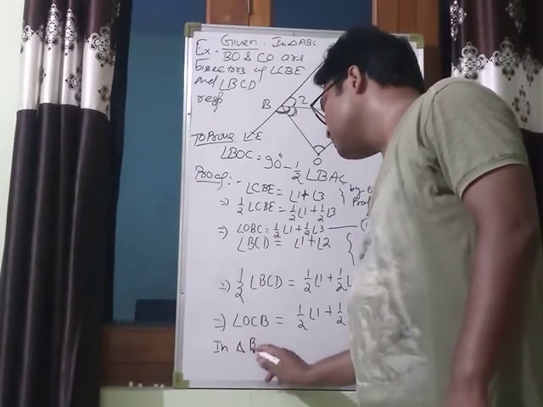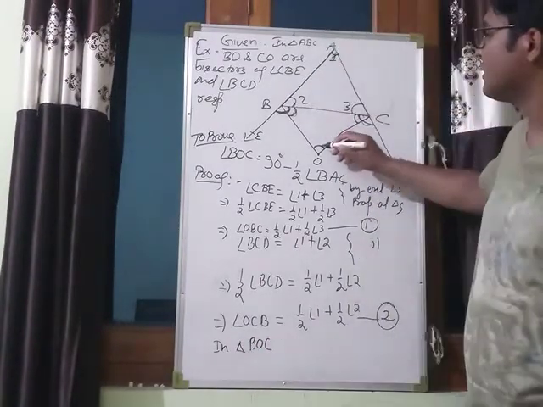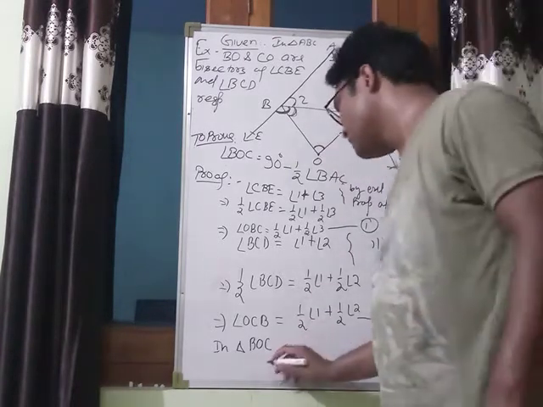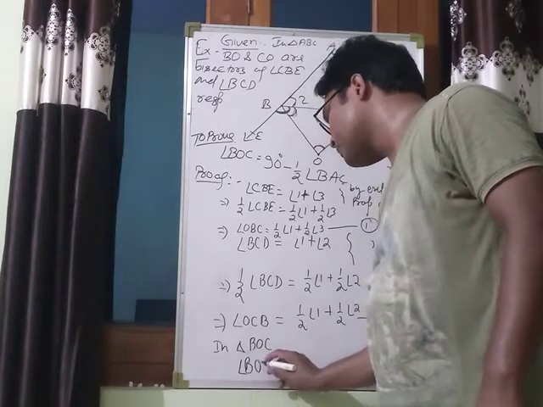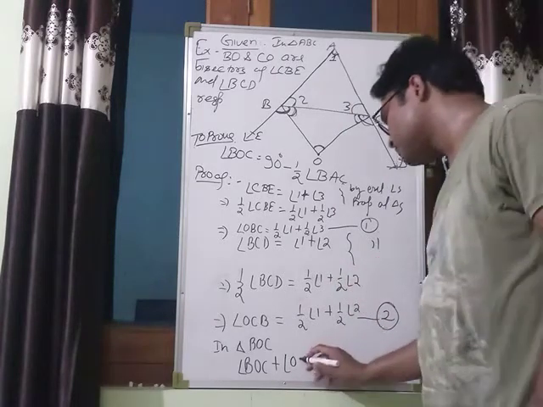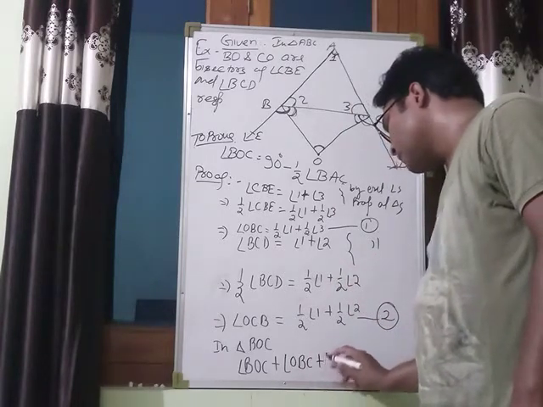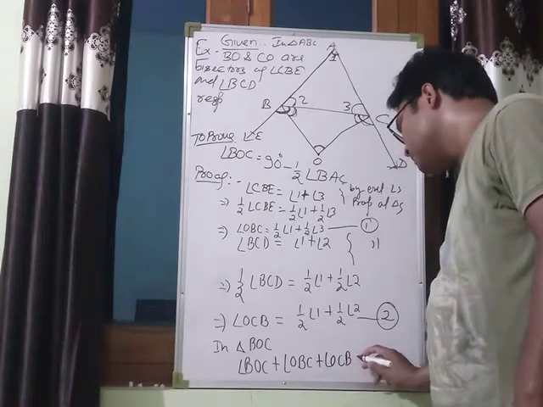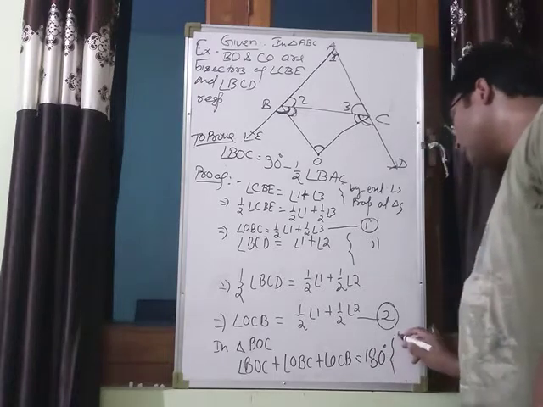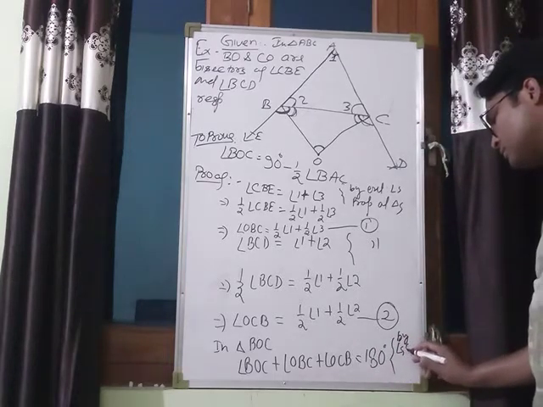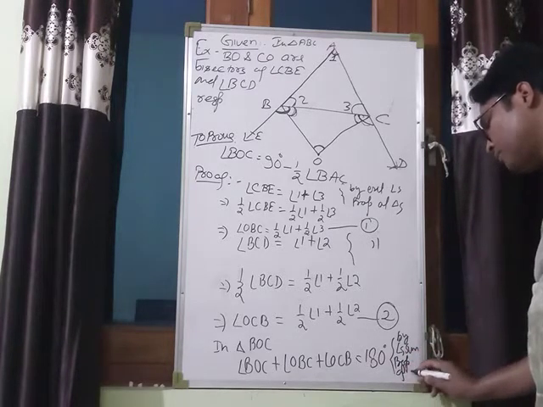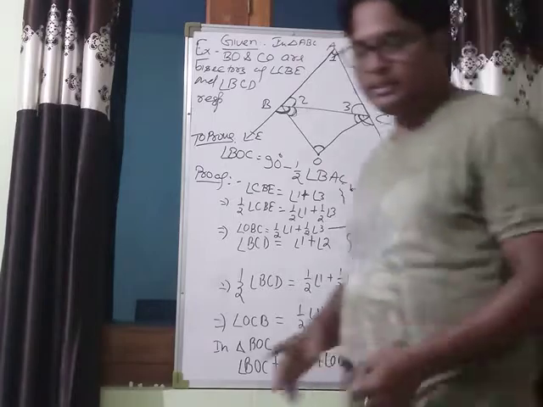Triangle BOC. What is the sum of all its angles? Angle BOC, angle OBC and angle OCB. Their sum: angle BOC plus angle OBC plus angle OCB is equal to 180 degrees by the angle sum property of triangles.